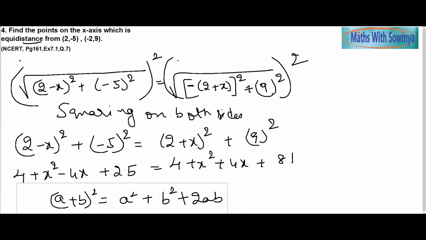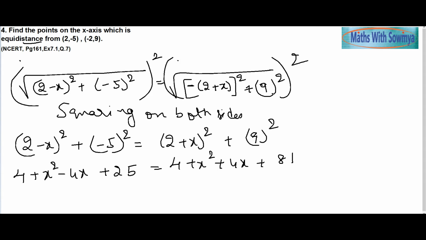Just apply the formula. Now it is just mere simplification. X square, you can take this x square on the left hand side. This will become negative, so get cancelled.